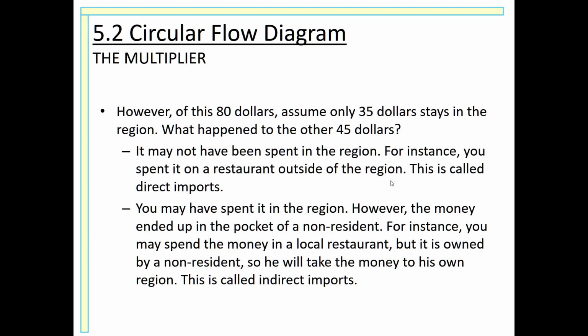Now, this is called a direct import. But on the other hand, you may have spent it in the region, but the money ended up in the pocket of a non-resident, of somebody that does not live in the region. For instance, let's say you spend the money in the local restaurant, but the local restaurant is owned by a non-resident. So the owner takes the money to his own region. That's called an indirect import. So of the $80 you spent, $45 you imported directly or indirectly, and $35 you spent in the region.